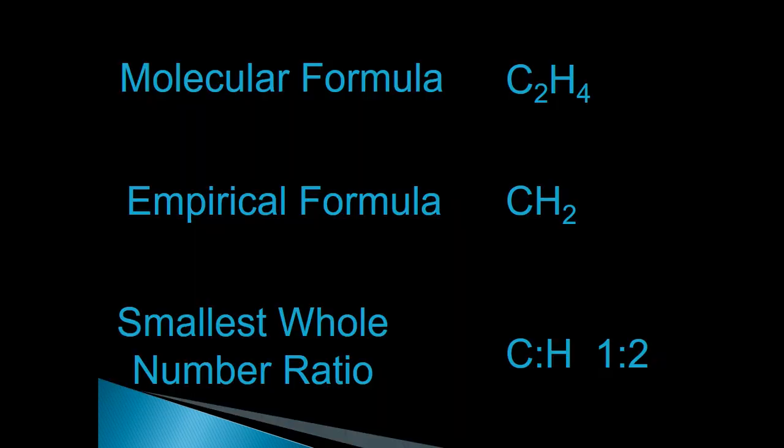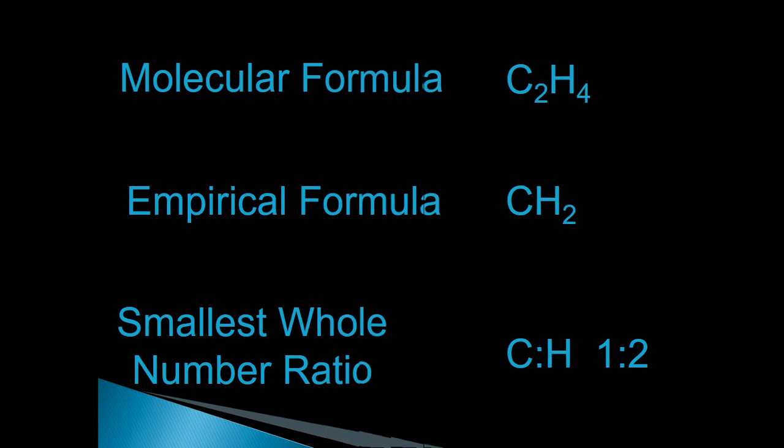So for example, if you take this molecule C2H4, that's a molecular formula. It tells you that there are 2 atoms of carbon and 4 atoms of hydrogen per molecule, but the empirical formula is CH2, because what that tells you is the smallest whole number ratio between the carbon and hydrogen, which is 1 to 2.